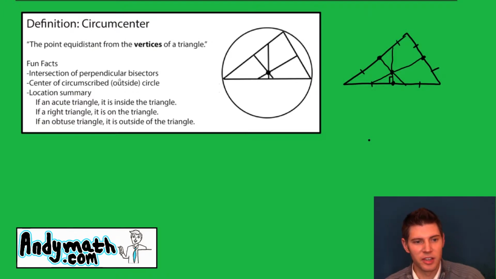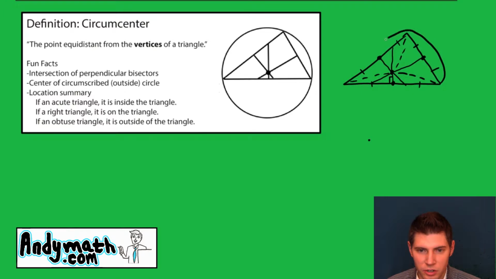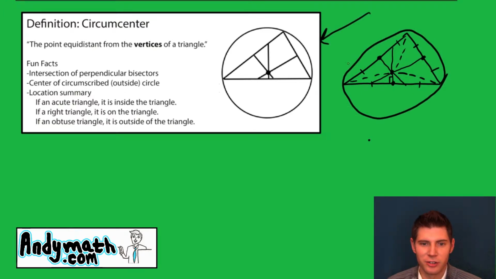Then they tell you it's the center of the circumscribed circle. Well, that was what I was mentioning earlier, that since they're all the same distance from the vertices, that means these are all a radius of this larger circle. There's a cleaner version right there.